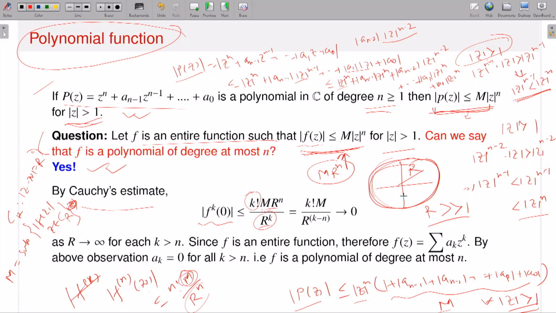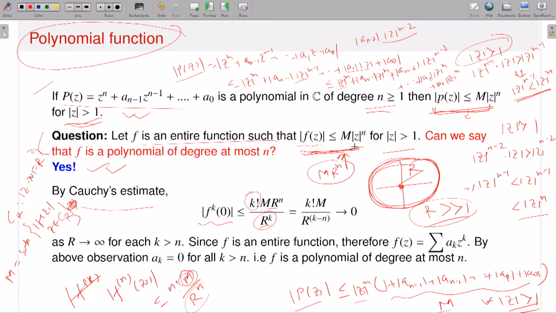Here z0 is equal to 0, the origin I am talking about. So what I need is that r is sufficiently large so that it crosses the value 1. On the contour I need the maximum of the absolute value of f(z). On the contour you already have the estimate, dominated by some constant times mod z to the power n. But on the contour, the value of mod z is r. So the supremum I need on the contour is dominated by M times r to the power n. So by Cauchy's estimate, this absolute value is dominated by k factorial M divided by r to the power k minus n.